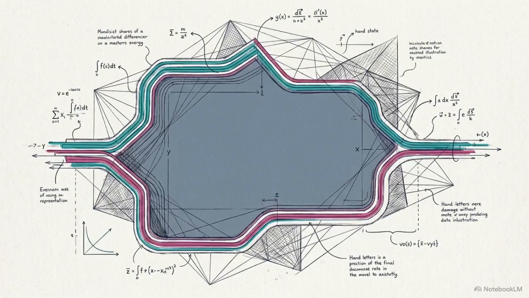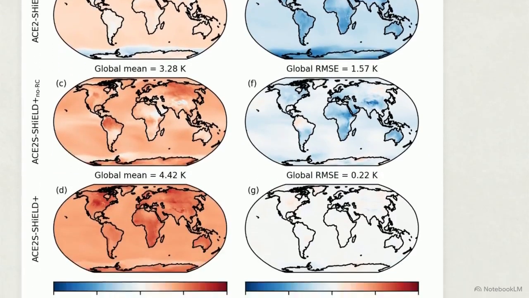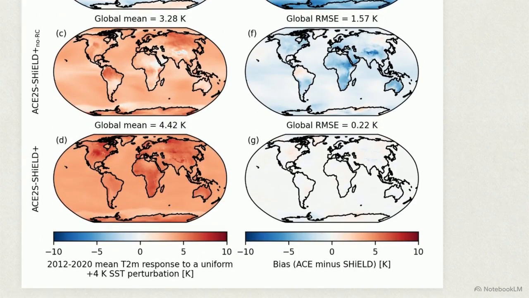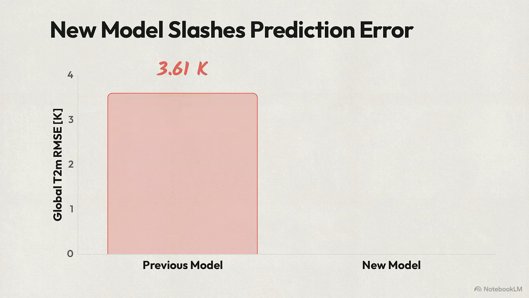We measure the newly trained model, ACE2S SHIELD Plus, by returning to the +4 Kelvin test. As a reminder, this error map from the previous model shows severe, unphysical cooling over land and sea ice. Panel G shows the new ACE2S SHIELD Plus model. The spurious cooling is entirely eradicated, resulting in a near-white map indicating minimal bias. The global root mean square error drops from 3.61 Kelvin in the old model down to just 0.22 Kelvin.